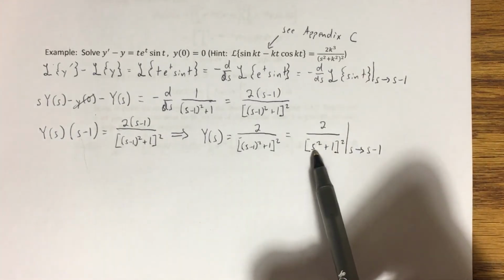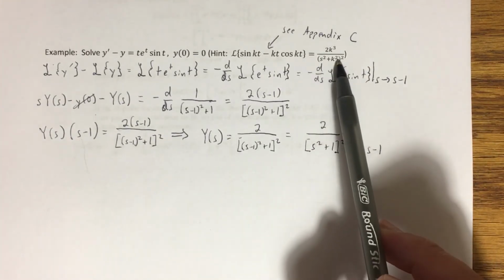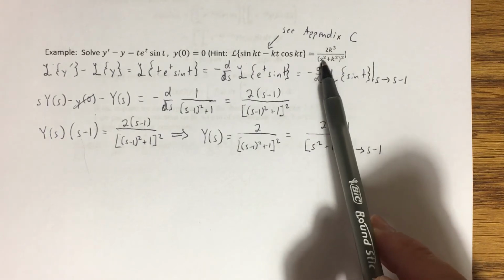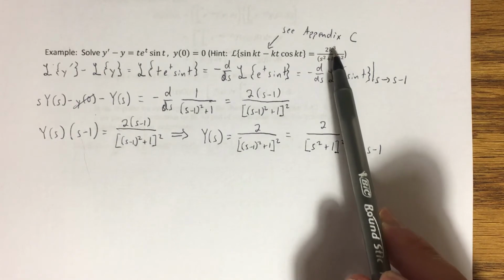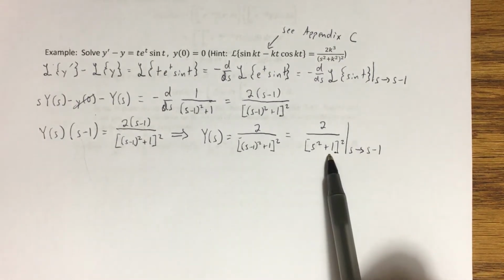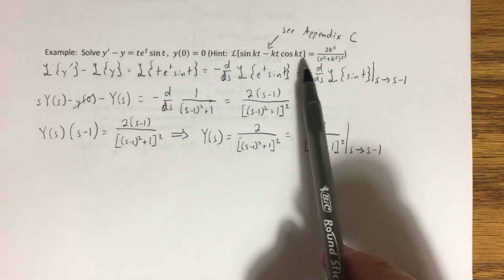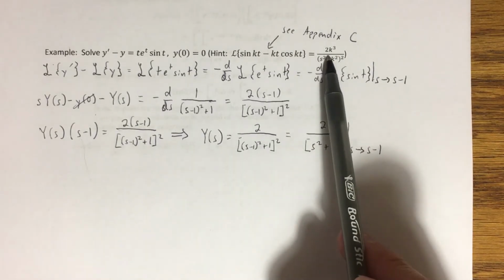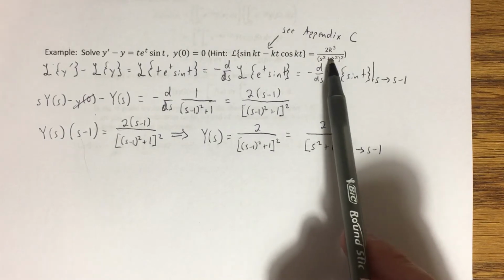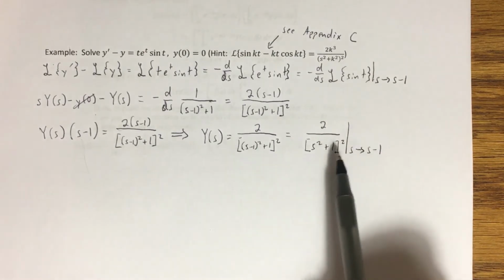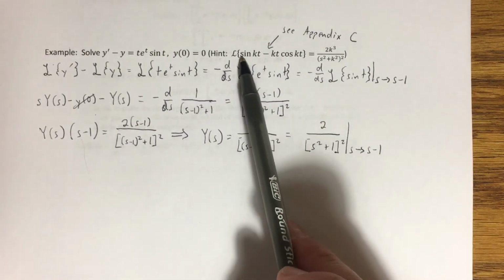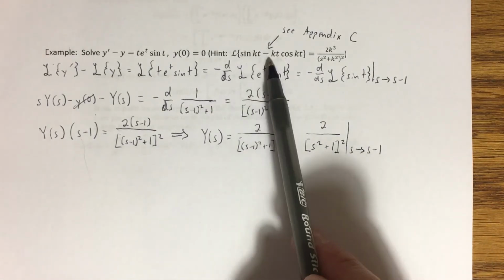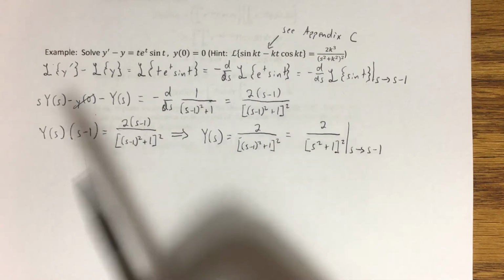So compare what we have here to what we're seeing here. 2k cubed over (s squared plus k squared) quantity squared. If we set k equal to 1, that's what we end up with here. And so what that implies, according to this hint here, is that the Laplace transform of this guy is just equal to sine of t, remember k is equal to 1, minus t cosine of t.